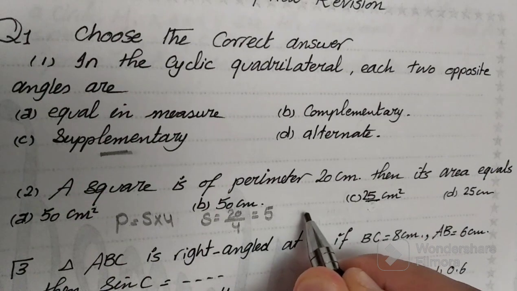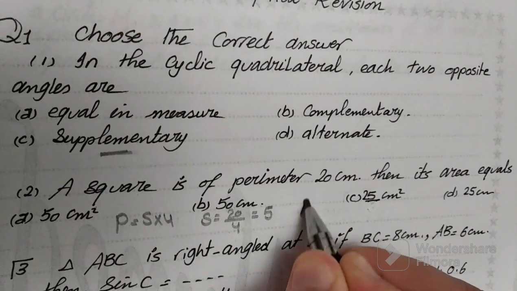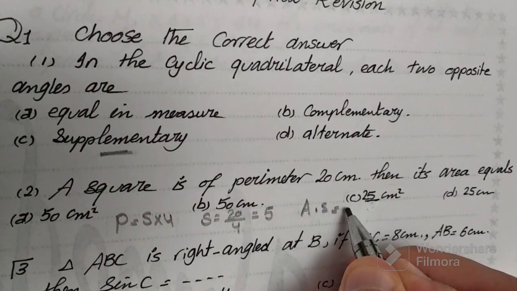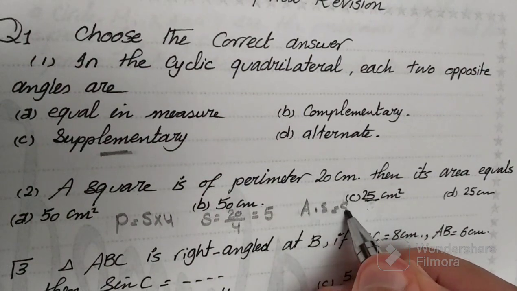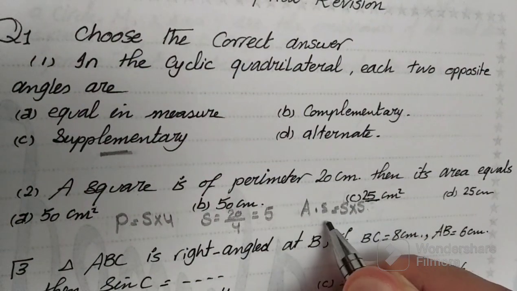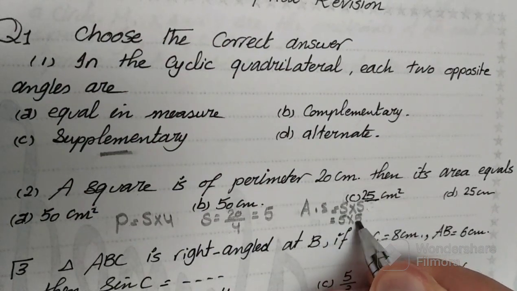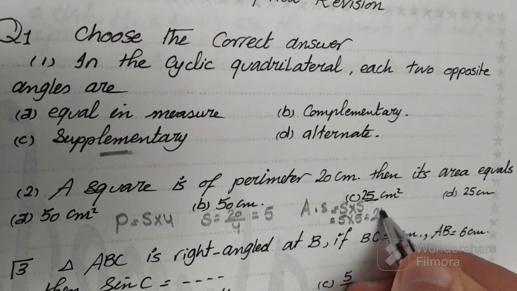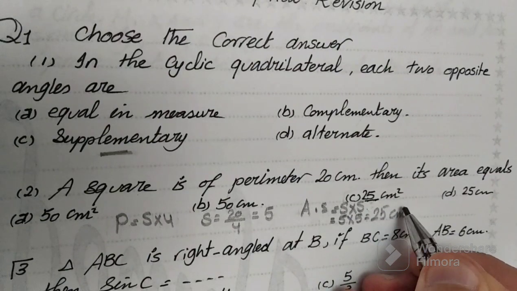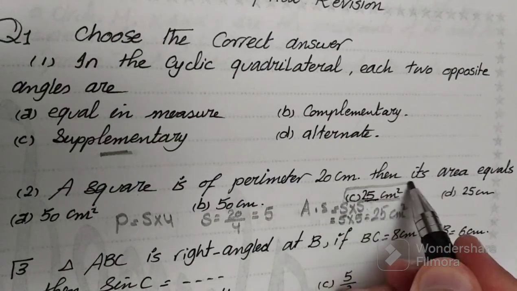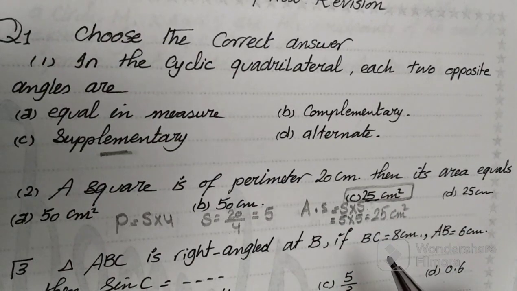Then the area of a square equals side multiplied by side, equals 5 multiplied by 5, equals 25 centimeters squared. The choice is 25 centimeters squared.